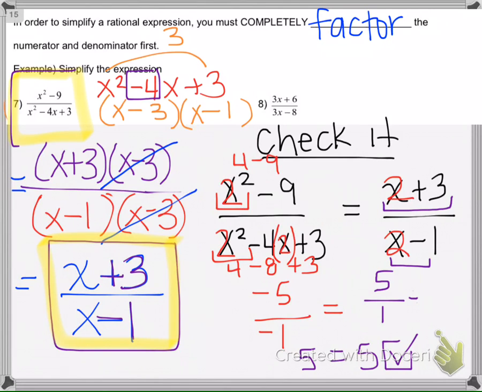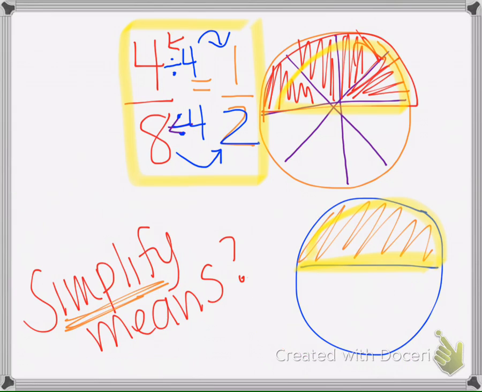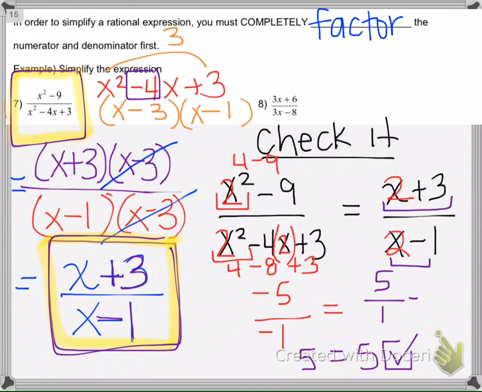So if ever you want to know if you simplified correctly, you can take your answer and plug in a random number into the original problem and your answer, and it should equal the same thing, just like this equals the same thing. It's still half. 4/8 is the same thing as a half. That's essentially what we're doing here with the rational expressions.